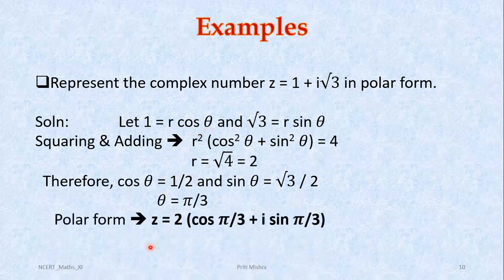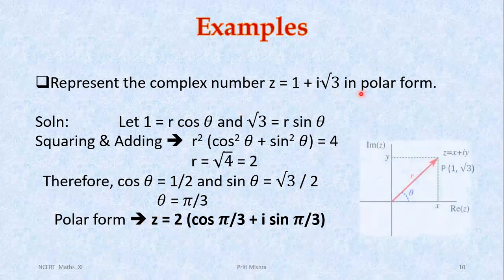And then our complex number in polar form will be 2 into cos pi by 3 plus i into sin pi by 3. So this is the polar representation of the given complex number.